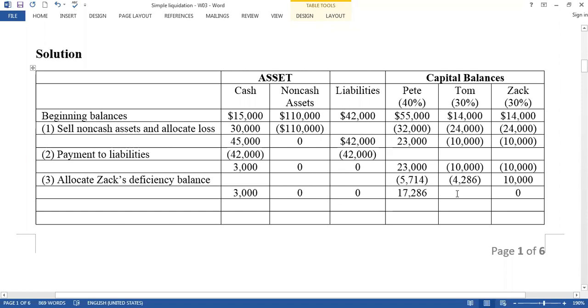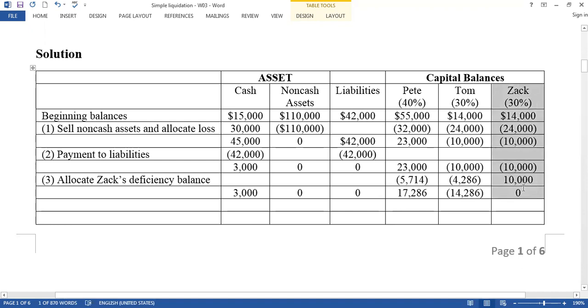What is Tom's balance at this moment? Also not minus. It is something like 14,286. And we close Jack. Do you understand?